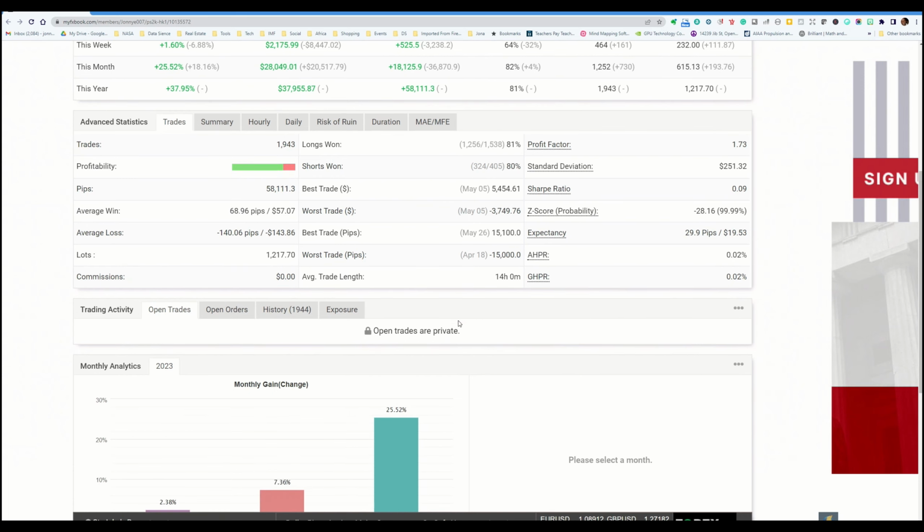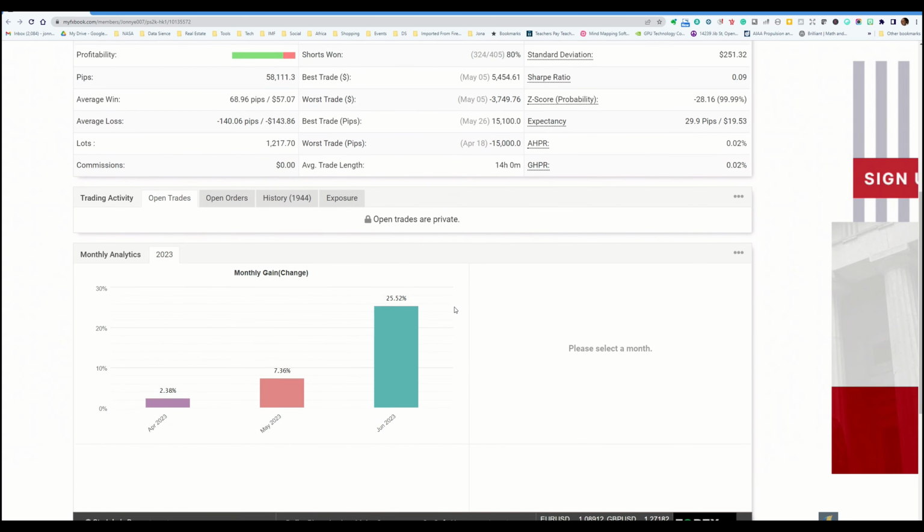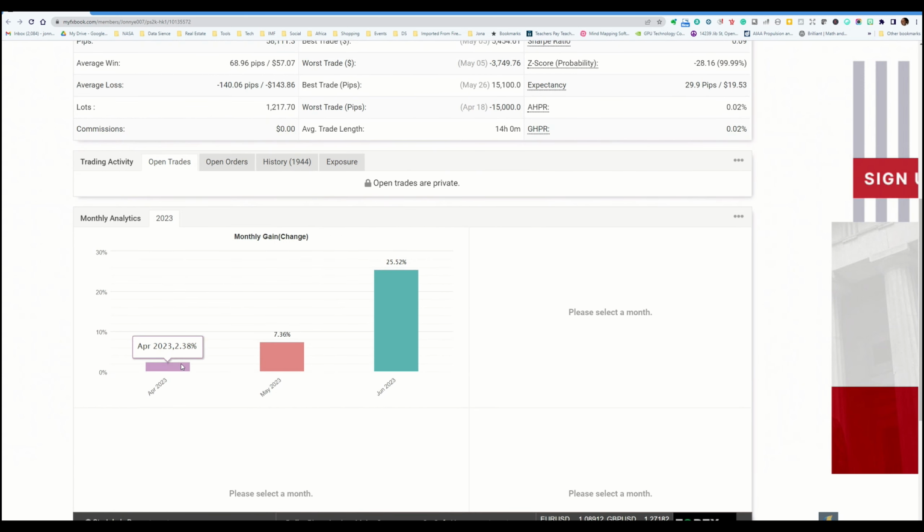Let's look at, okay, so if we look at the monthly gains, right? April was 2.3%, then May was 7.36%, and then June has just been a monster month at 25.5% so far, because June is not over yet. So this might go up, and it might go down, who knows, right?